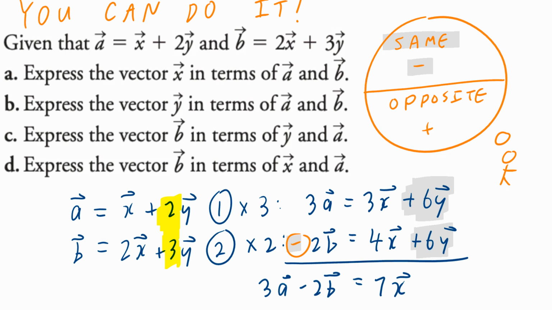Let's go back one step. I just realized I am not subtracting. One more time. See, mistakes are our friends. So 3x minus 4x is going to be negative x.